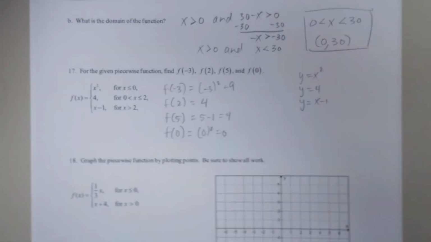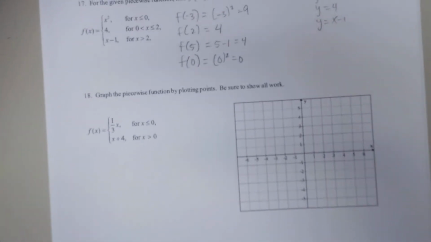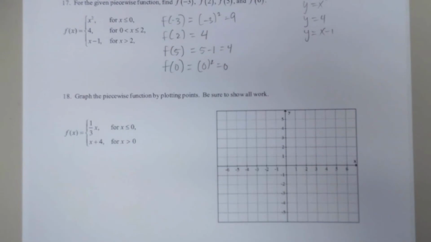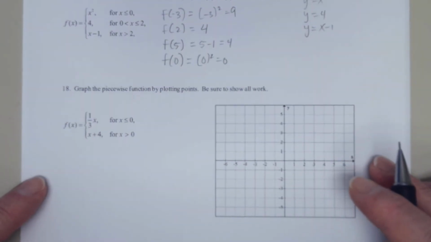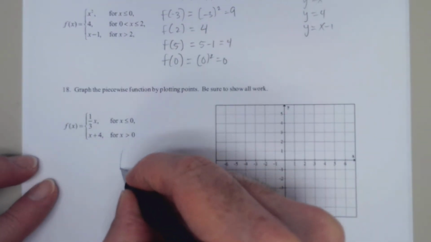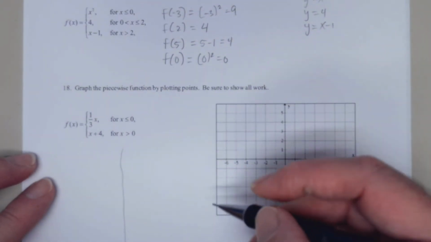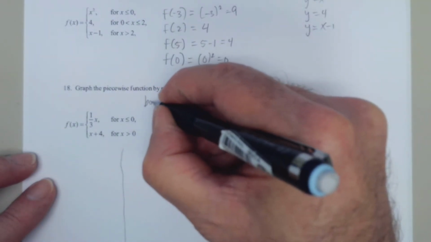All right, we've got one more problem to do. We've got to graph a piecewise function. And let's go ahead and get started. So basically, what you want to look for is what I call a boundary value.